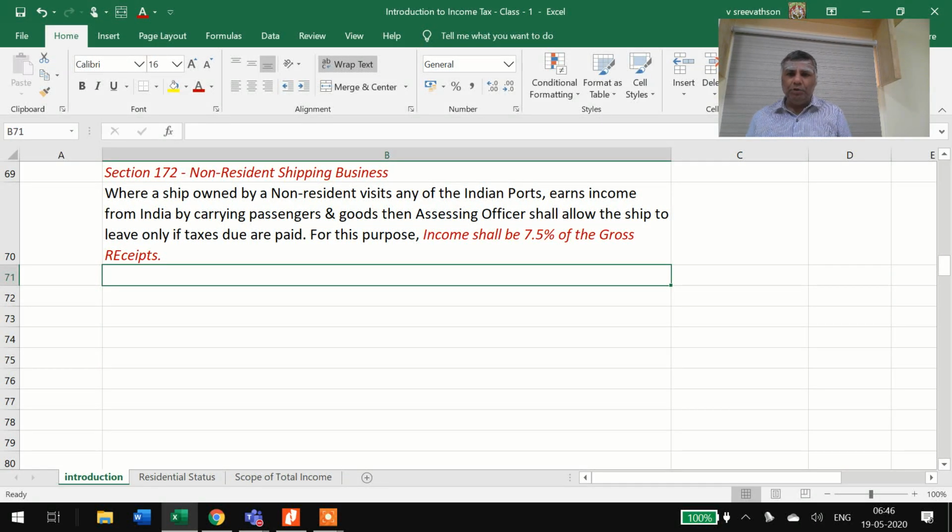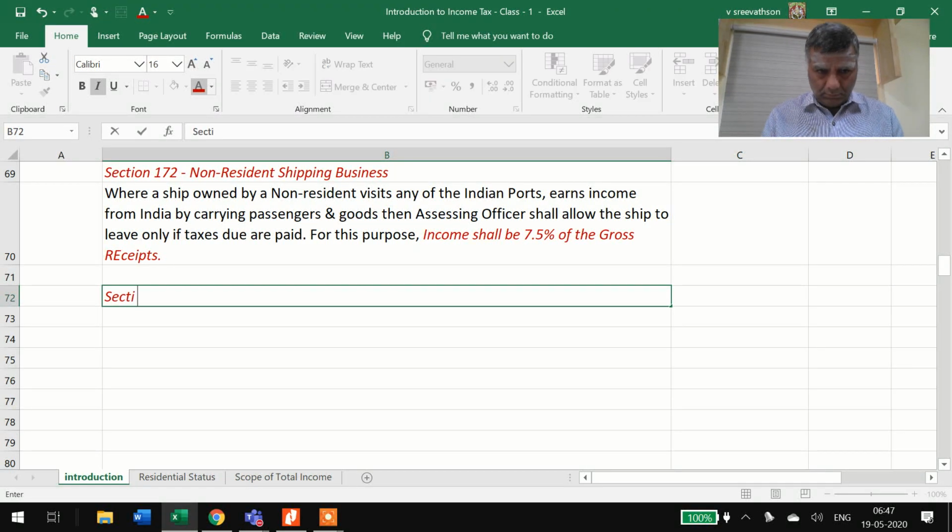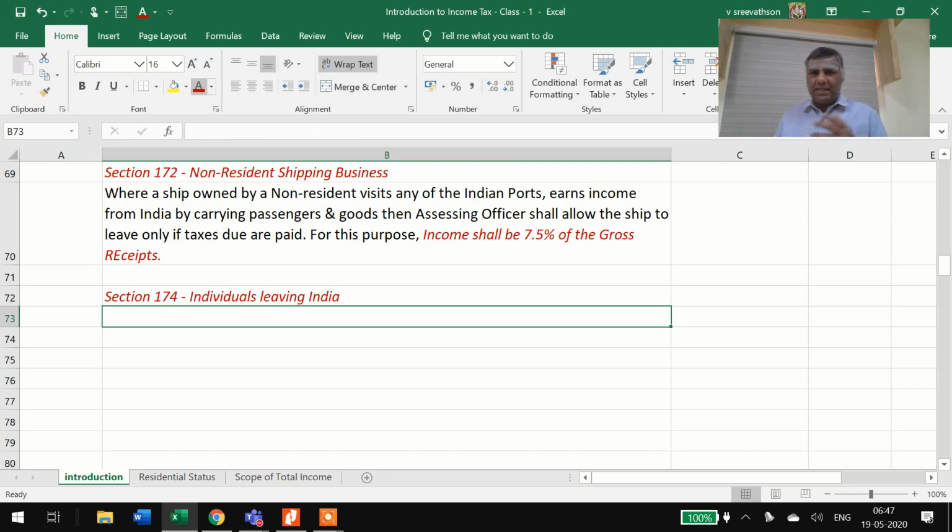And how will I compute the income? 7.5% of gross receipts. The example I gave you also.